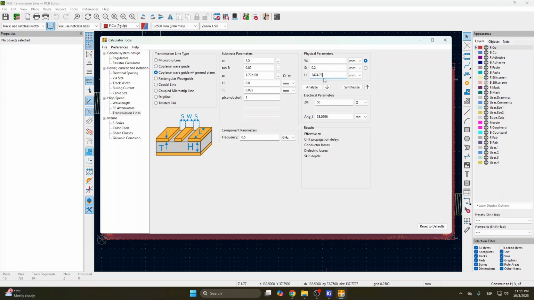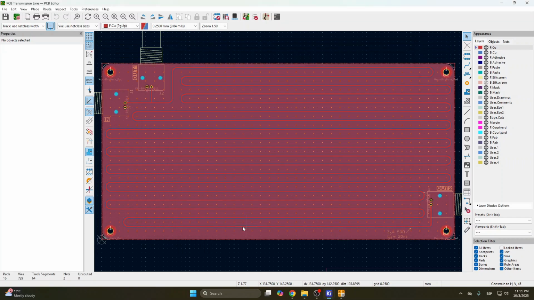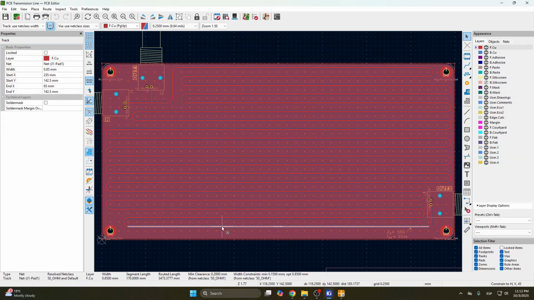L is the length of the trace. This parameter doesn't affect too much for the characteristic impedance, but it is important to obtain the propagation delay later. So I just entered the length of my trace. The total length of my trace is 3,474 millimeters. If you want to know the length of your trace, you can go to your PCB design, select the trace, and here in this area on the bottom region of your window, you can see this routed length value. So I took the value from here, 3,473.